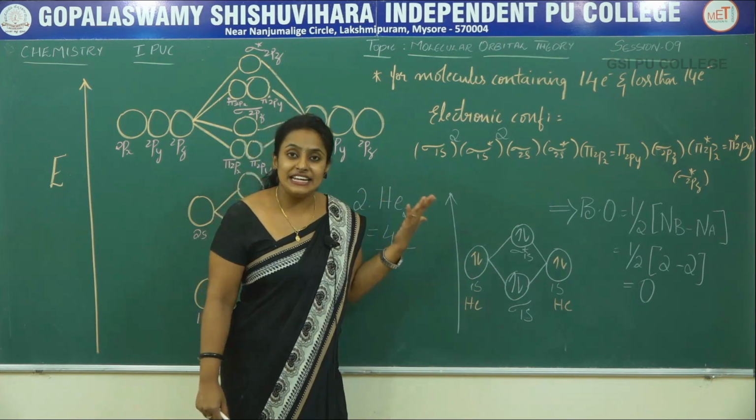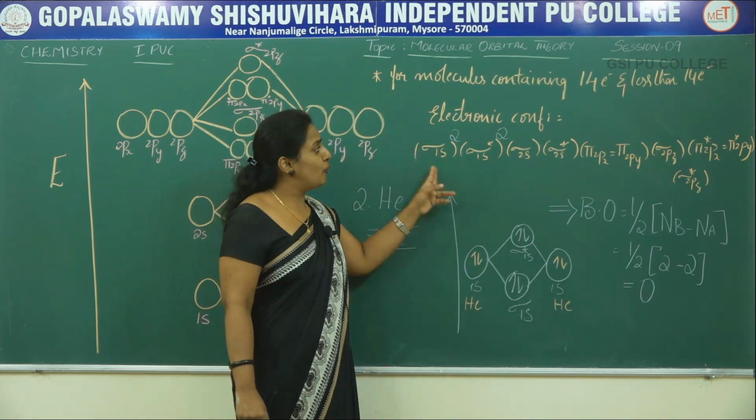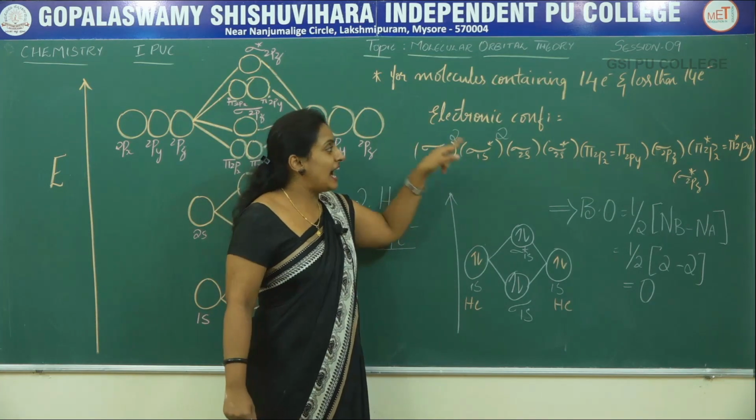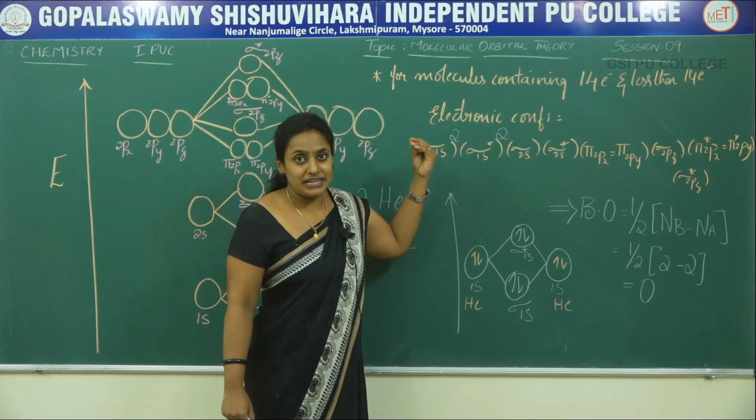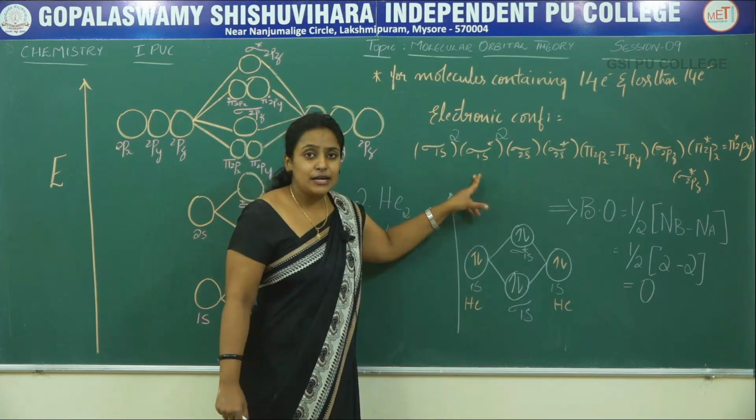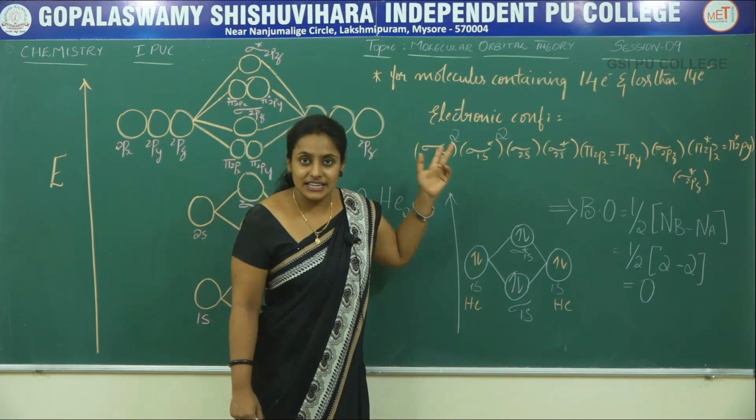Finally, the magnetic nature. You can observe here both the orbitals, that is bonding and anti-bonding orbitals, are completely filled. Therefore, the magnetic property would be diamagnetic in nature.